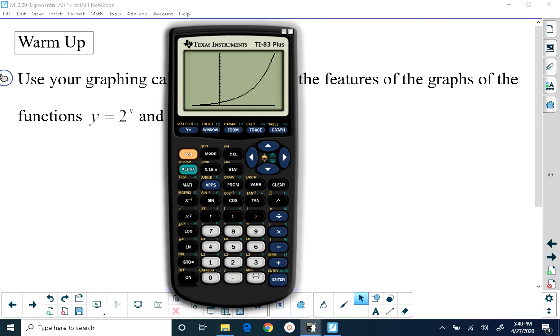Now, I had told you that the base, which in this case is 2, tells you what is happening regularly to y. So I'm going to go to my table setup and just check. It says that I'm starting at 0 and I'm going up by 1, and it's all on automatic. So when I take a look at my table, look at what happens when I go from x equals 0 and I increase x by 1. When I increase x by 1, y gets doubled. It goes from 1 to 2. And when I increase x by 1 again, y continues to get doubled. It now is 4. And when I increase x by 1, y gets doubled again.